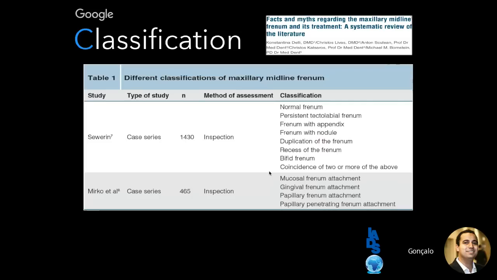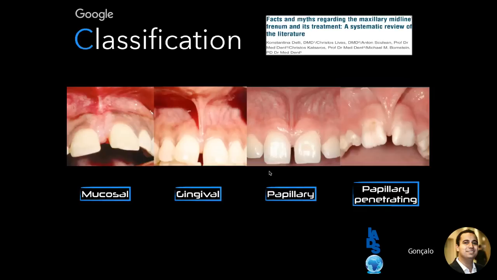regarding the midline frenum. So usually the most widely used classification for the maxillary midline frenum is the classification by Mirko et al., which classifies the frenum in 4 types: the mucosal, the gingival, the papillary, and the papillary penetrating frenum. So the first one is the mucosal frenum. You can see that the frenum goes until the mucogingival line. Then we have the second type, which is the gingival, where the frenum goes to the attached gingiva.